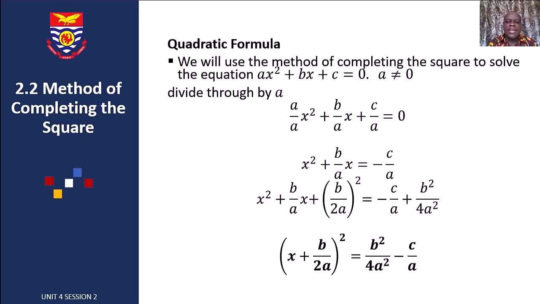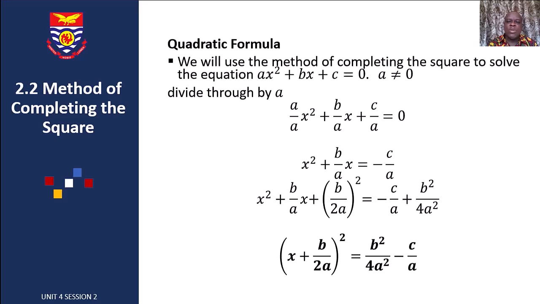We want to look at a third method that can be used to solve quadratic equations. And that method is the quadratic formula. And it relies heavily on the method of completing the square. So we will use the method of completing the square to solve the equation ax squared plus bx plus c is equal to 0. And then we will derive the quadratic formula.